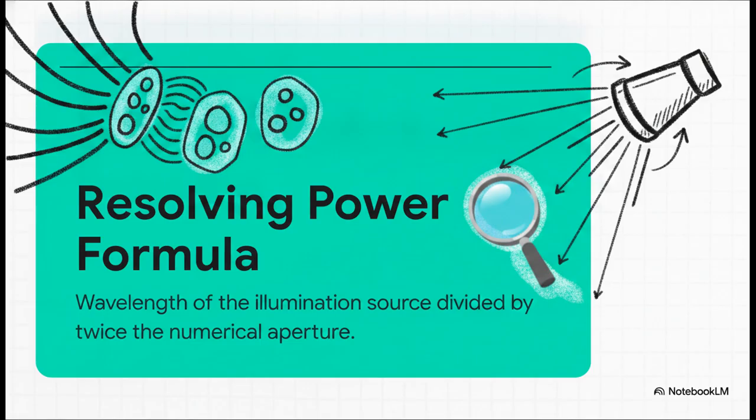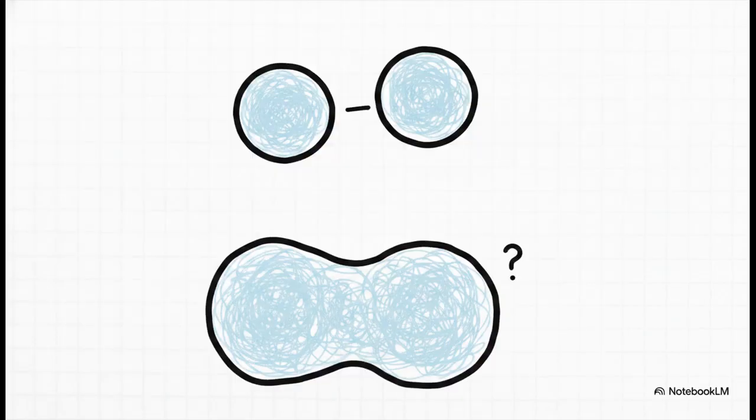First, the wavelength dictates how fine a beam of light you're using. Shorter waves can squeeze between tightly packed cell structures. Second, the numerical aperture, or NA, represents the actual physical capacity of your lens to capture those light rays. Let's plug some numbers in. Say we use a short blue light wavelength of 400 nanometers and a high-performance lens with a numerical aperture of 1.25. We divide 400 by 2.5, which gives us a resolving power of 160 nanometers.